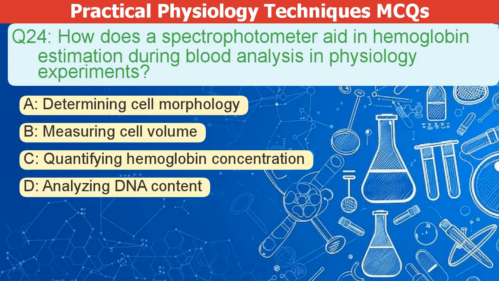How does a spectrophotometer aid in hemoglobin estimation during blood analysis in physiology experiments? A. Determining cell morphology. B. Measuring cell volume. C. Quantifying hemoglobin concentration. D. Analyzing DNA content.